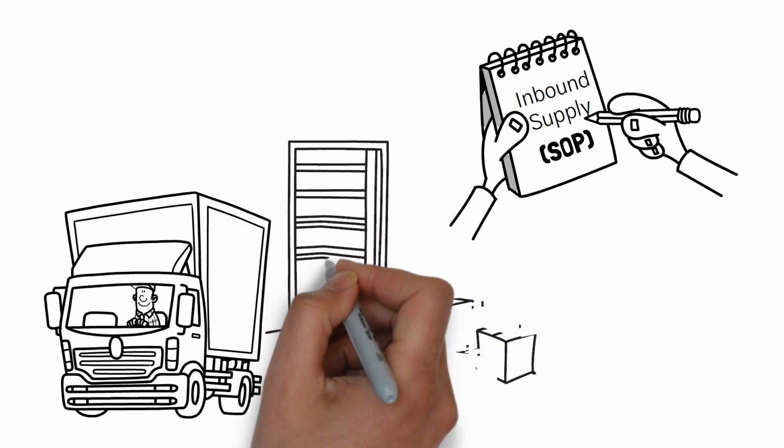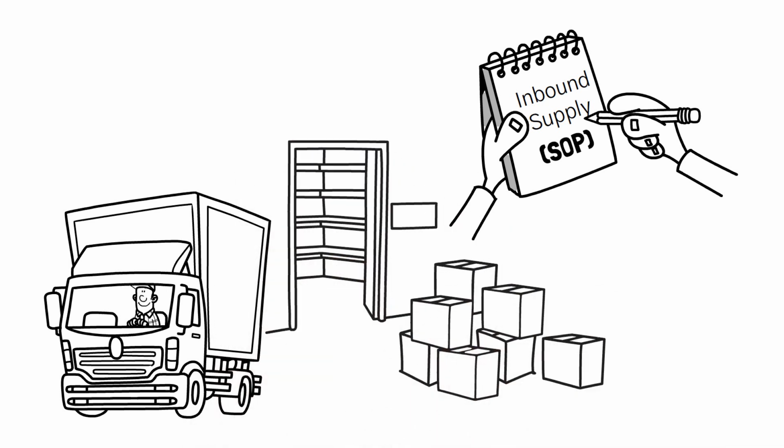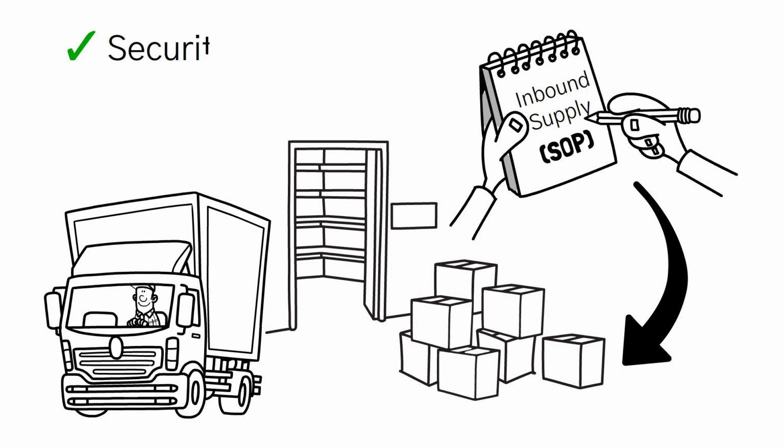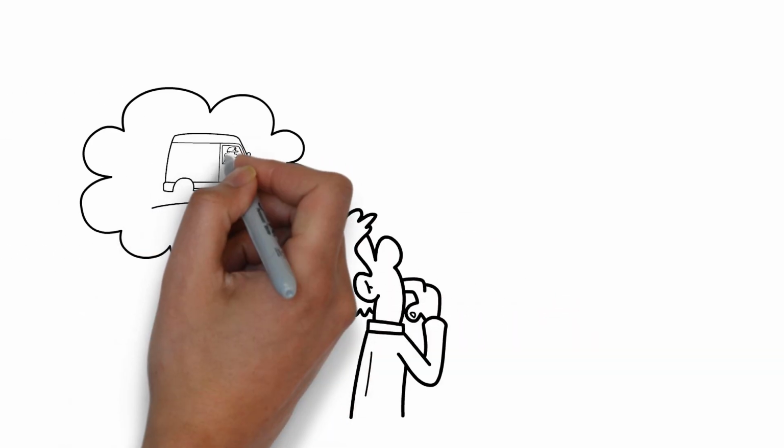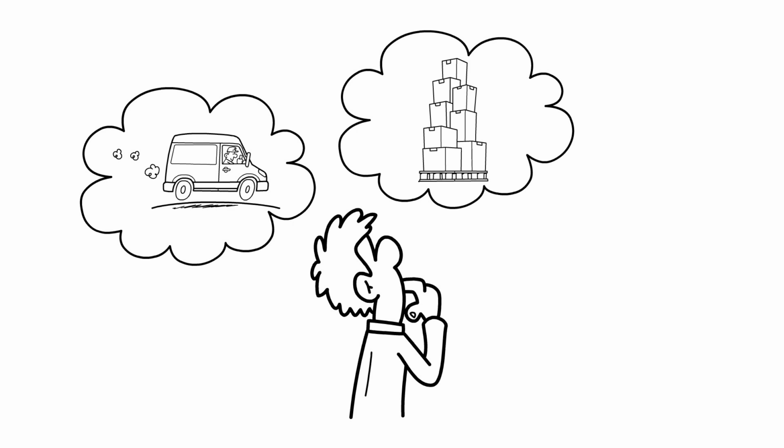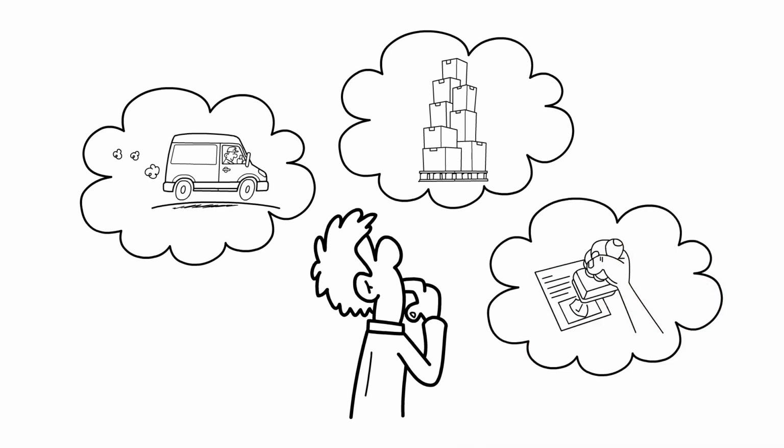The purpose of this SOP is to ensure that every product that comes through our doors meets our standards for security, food safety, and quality. We'll cover what we look for when inspecting each shipment and how to handle any issues that might come up with products or security concerns.